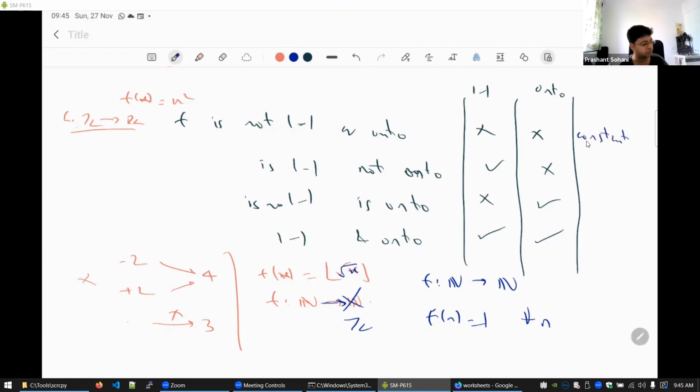Okay. Next example, a function which is 1-1 but not onto. I think we just saw an example of that above. f from N to N, f of n is n plus 1. This is an example of a function which is 1-1 but not onto. And maybe you can come up with a few other examples also. Then what about the reverse? f is not 1-1 but it is onto.